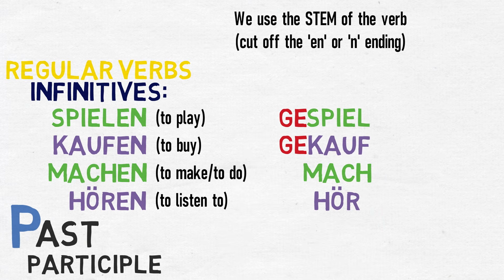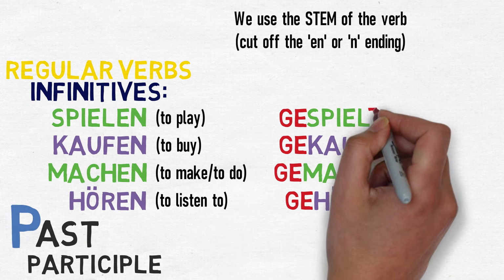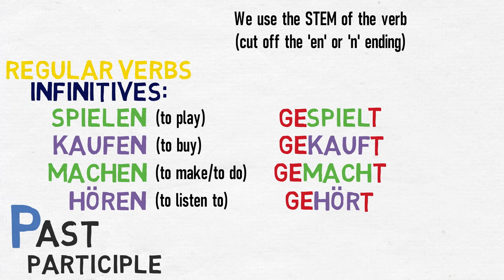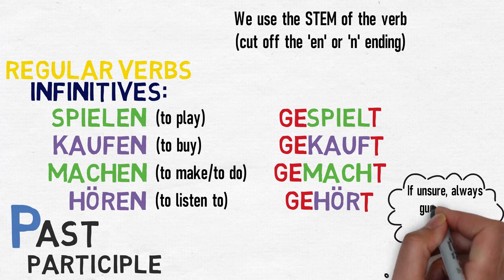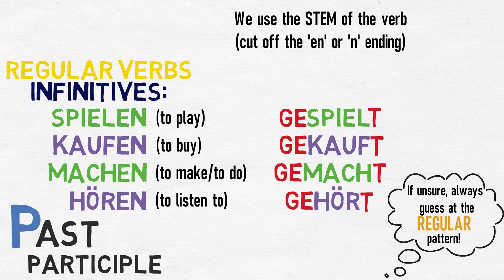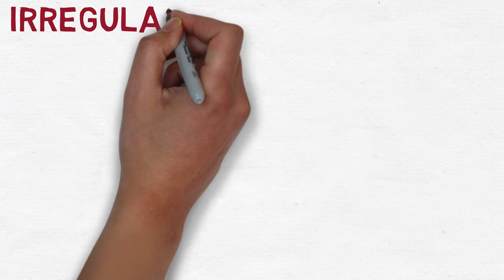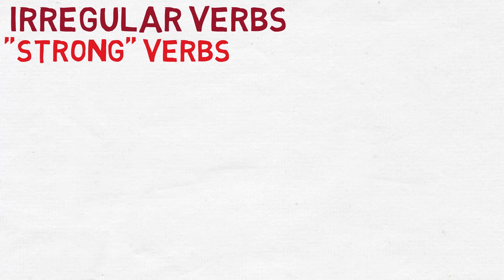We now add ge to the front and t to the end. So the past participles are as follows. Gespielt, gekauft, gemacht, gehört. If you're unsure whether a verb is regular or irregular, always guess with the regular pattern. Irregular verbs have unusual past participles, but there are still some patterns that we can look for. Let's start with strong verbs.